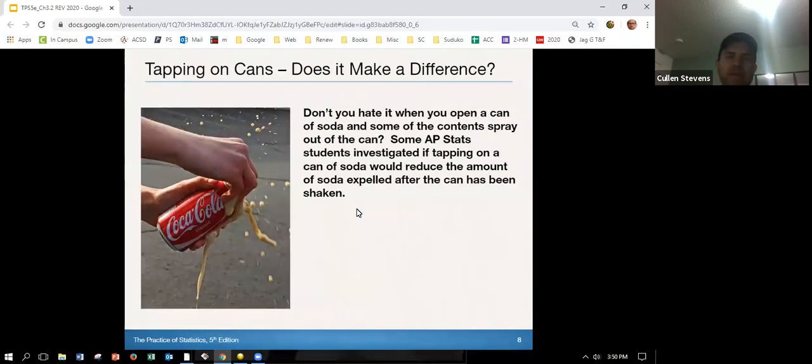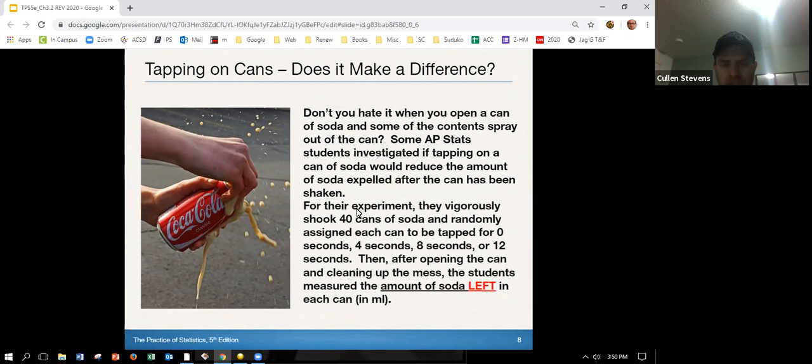Tapping cans. So here's another model. Tapping cans, does this make a difference? Don't you hate it when you open a can of soda and some of the contents spray all out of the can? Some AP Stat students investigated if tapping on the can of soda would reduce the amount of soda expelled after the can has been shaken. For their experiment, they vigorously shook 40 cans of soda and randomly assigned each one to be tapped for 0 seconds, 4 seconds, 8 seconds, or 12 seconds. Then, after opening the can and cleaning up the mess, the students measured the amount of soda that was left in each can. We're not going to do this here, but this is an experiment.